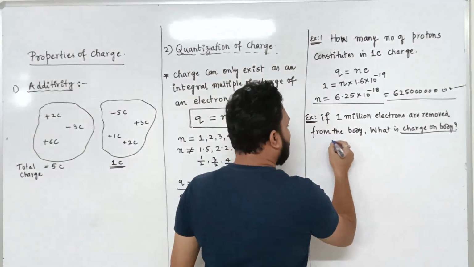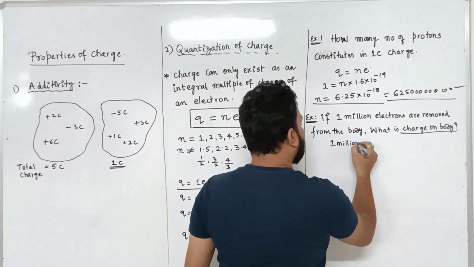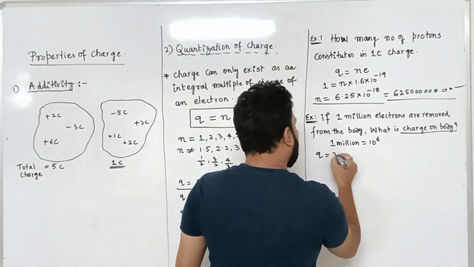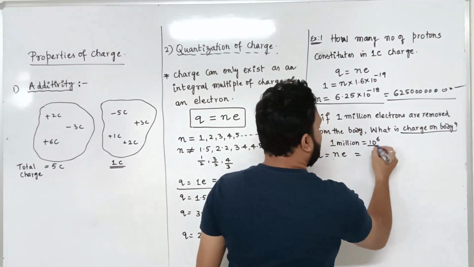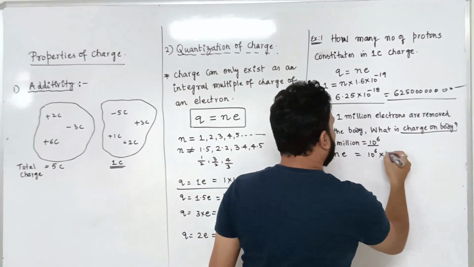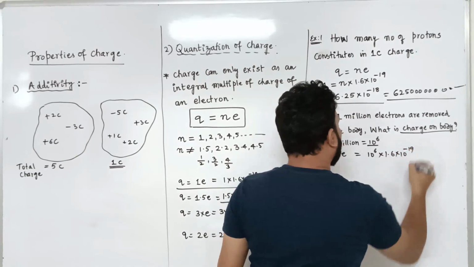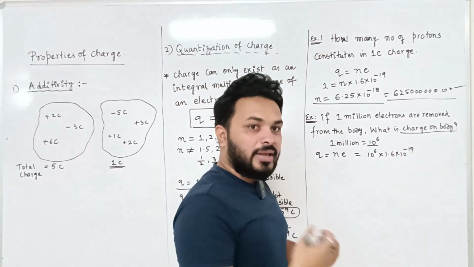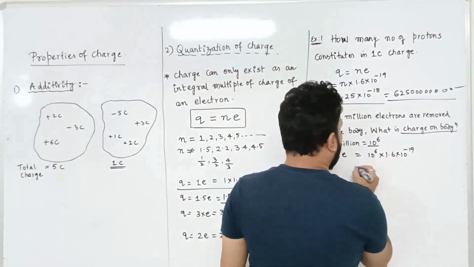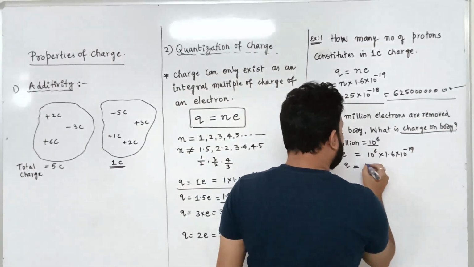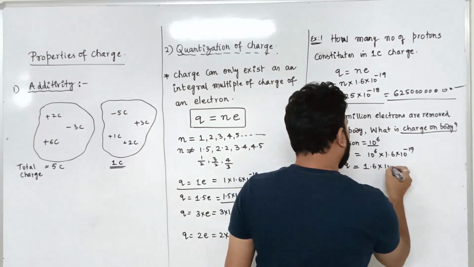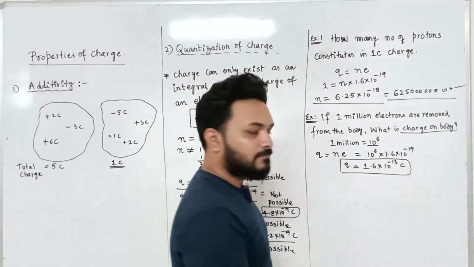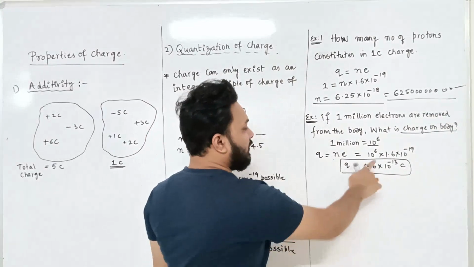So 1 million मतलब कितना? 10 lakh no? 1 million equal to 10 to the power of 6. So what is the charge on the body? Q equals N into E. What is N? 10 to the power of 6. What is electron charge? 1.6 into 10 to the power minus 19. This much electrons we are removing, 10 to the power of 6. इसका मतलब body has been positively charged. Now the charge on the body will be 1.6 into 10 to the power minus 13 coulomb. This charge will exist in the nature. Got it? So this charge will exist in the nature.